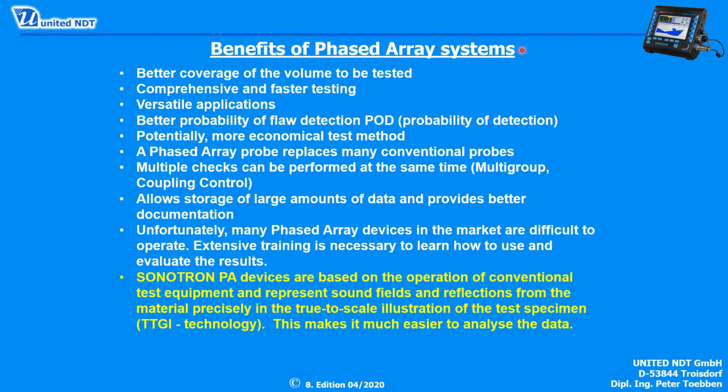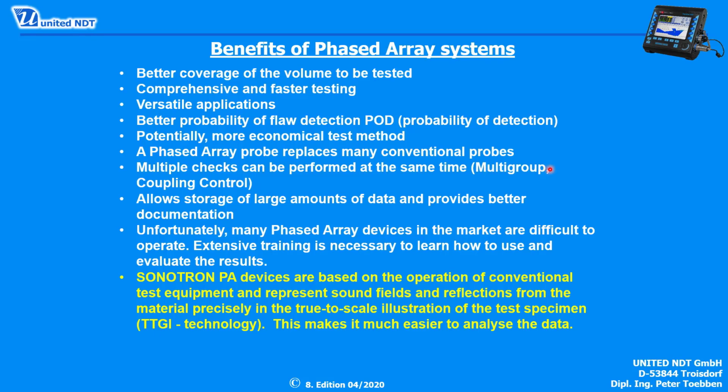So in general, what are the benefits? Just to repeat, we have better coverage of the volume to be tested. We have comprehensive and faster testing, and versatile application. Many more applications can be covered with phased array compared with conventional ultrasonics. Better probability of detection, and a potentially more economical test method. One phased array probe replaces many conventional probes. You can also do multiple checks in one shot. It's called multi-group.